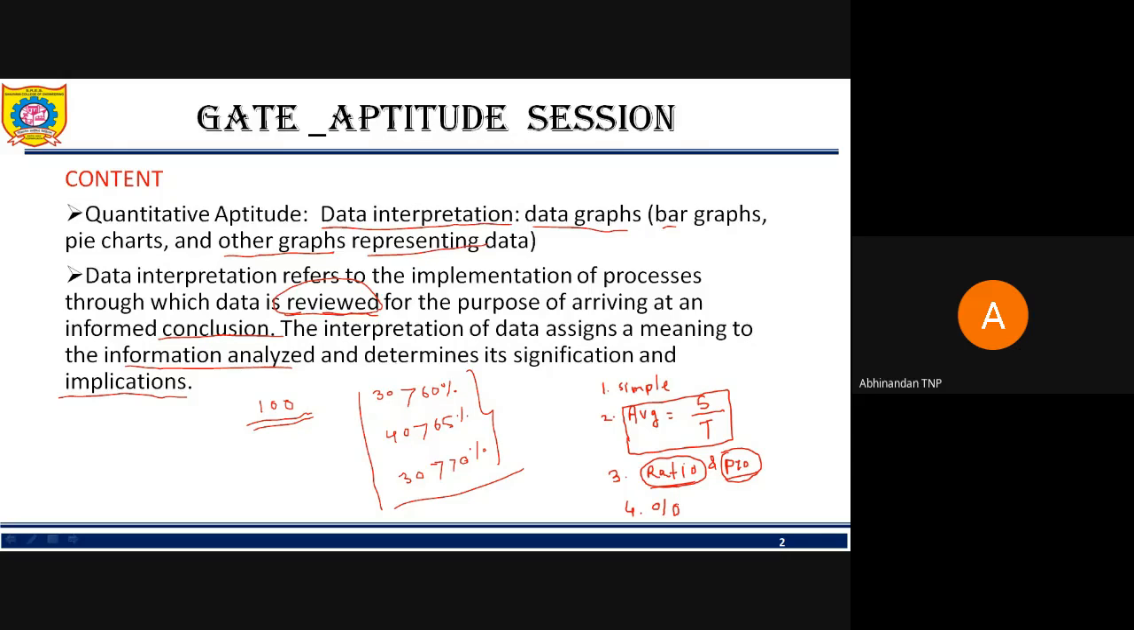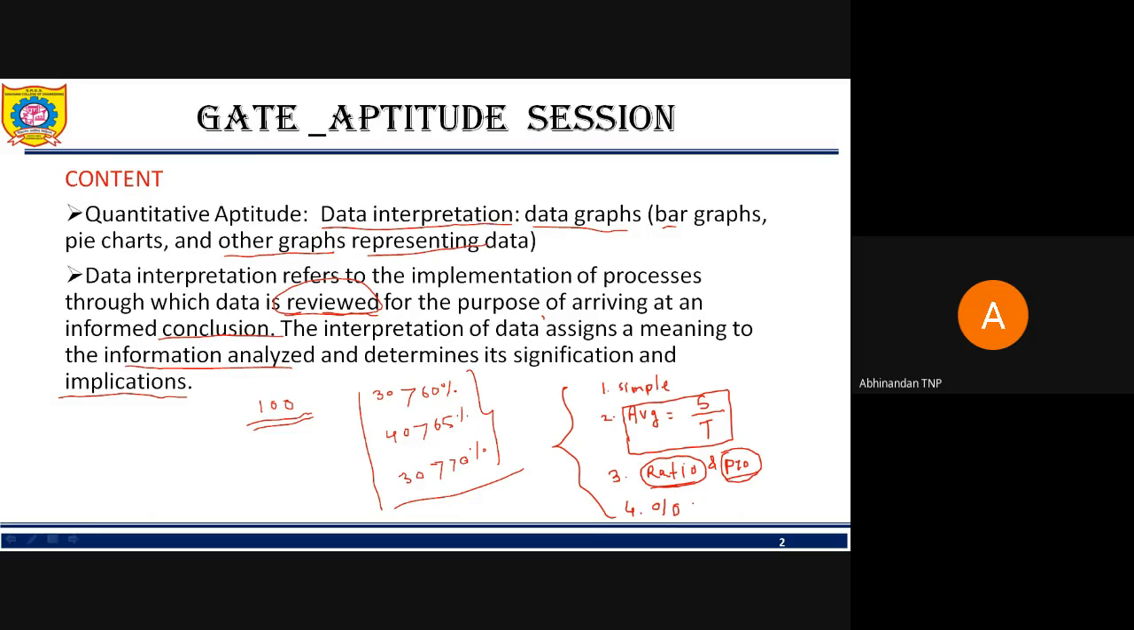If you know the basics of percentage, it is easy to find out the answers of the questions asked related to data interpretation, that is DI. So normally we say this as DI. These are the 4 sections in which you should be very good: simplification, then average, then ratio and proportional, and percentage. If your concepts of percentage are very clear, then you can find out the answer easily.